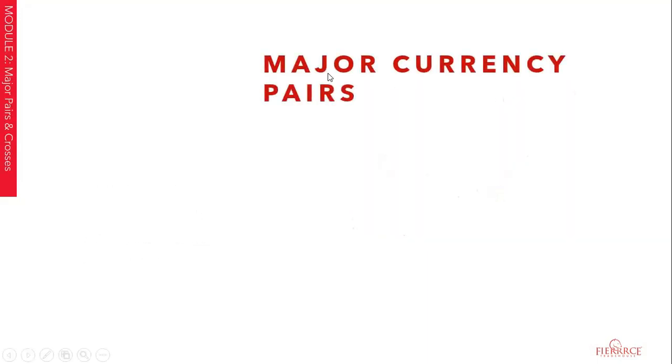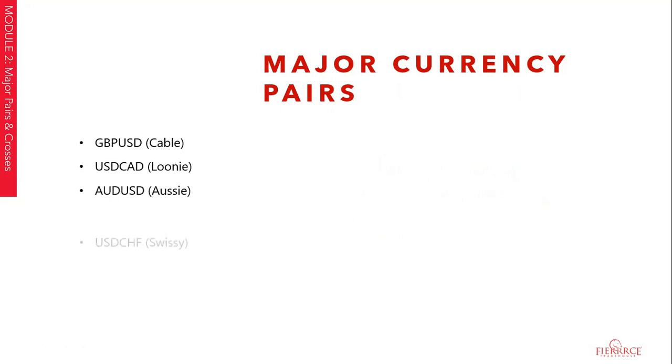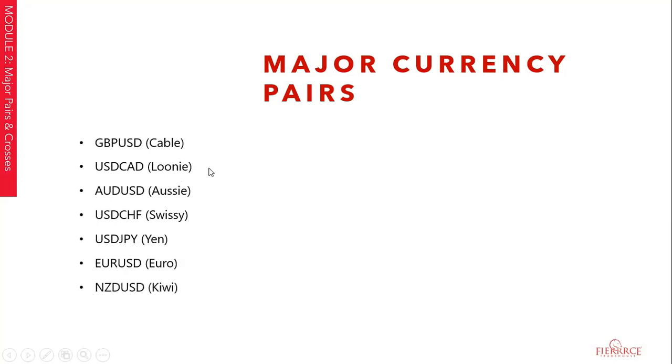Then, of course, the major currency pairs are based off the major currencies. For example, GBP USD. I'm sure anytime you've listened to Bloomberg or CNN business news, you probably hear commentary referring to cable, loonie, Aussie, Swissy, yen, euro, Kiwi. These are the major currency pairs, based on the major currencies of the major global economies.